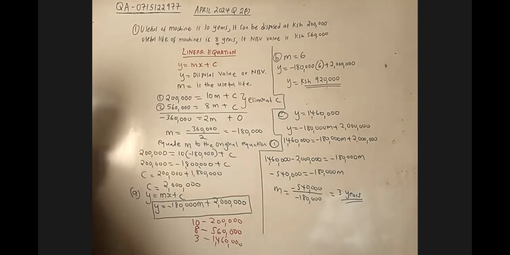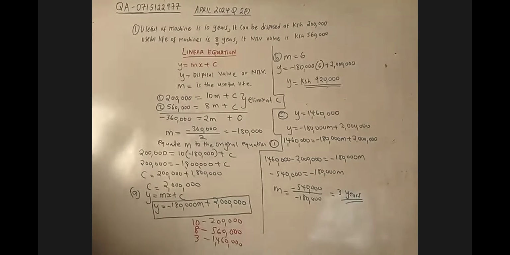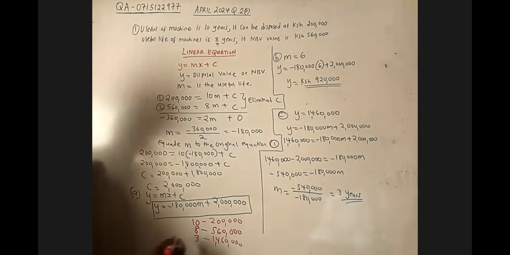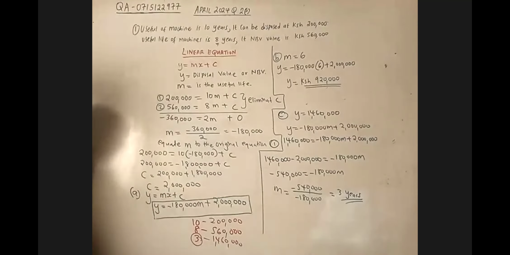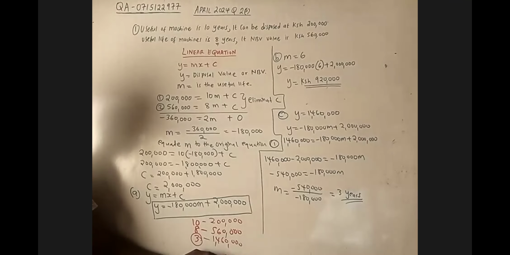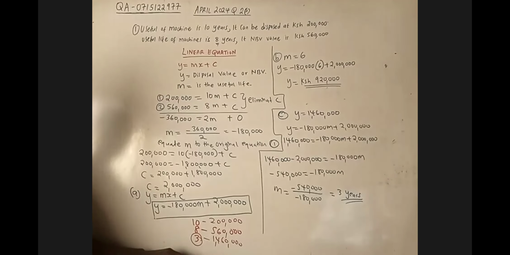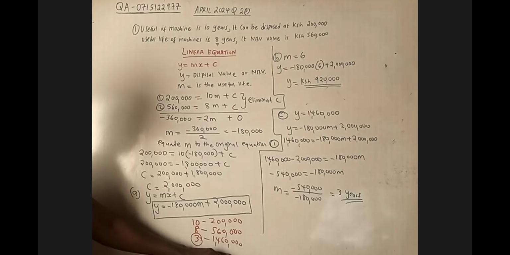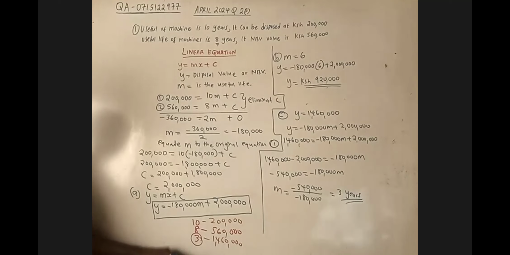Now, as you can see, as we keep on using the assets, initially, when we have the assets for only 3 years, the value of that machine is quite big, quite huge, as you can see. The value is 1460, and the useful life is only 3 years.